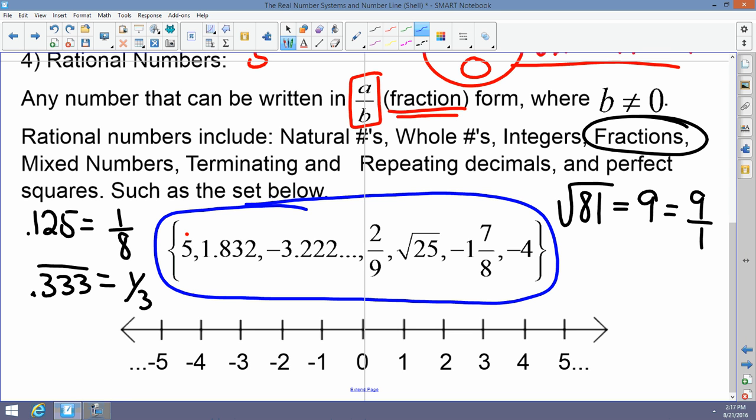So let's go ahead and plot 5. Where would 5 go? Well, 5 is right here on 5. Except maybe we should make it +5. My bad. 5 right here. Then we have 1.832. Well, 1.832 is really close to 2, so it's between 1 and 2. So we're going to estimate that it's about here. Negative 3.22 is between negative 3 and negative 4, closer to 3. So we're going to estimate it at about right here.